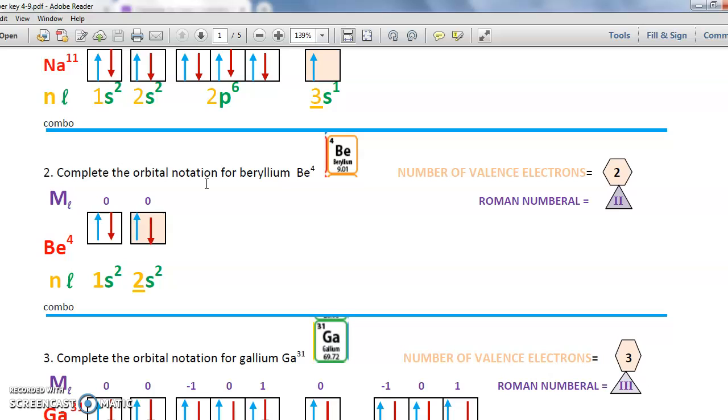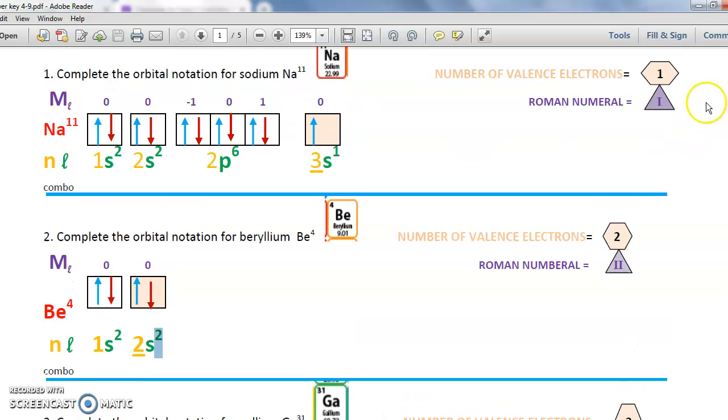Next one. What is the orbital notation for beryllium? Beryllium, if we look on the periodic table, has 4 total electrons. So we need to find spots for 4 electrons. 2 will go in the 1s, 2 will go in the 2s. Be sure that you're putting your superscripts accounting for how many electrons are on each of those. Some teachers would have you put the 2p and leave it empty. For this class, you just need to put the ones that you're using.